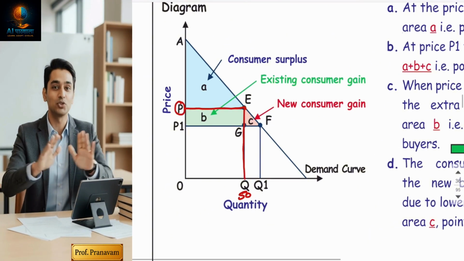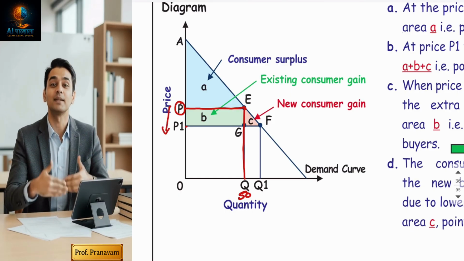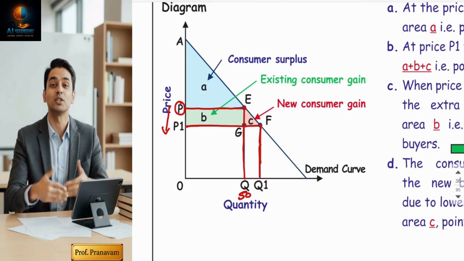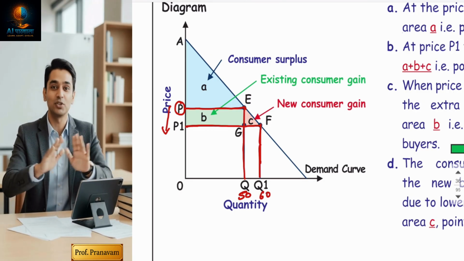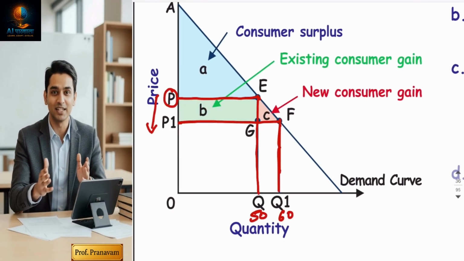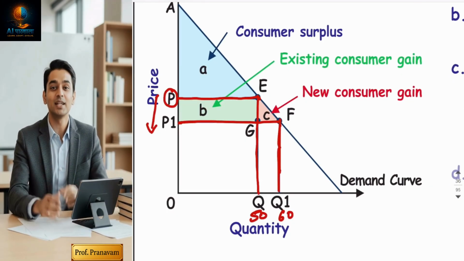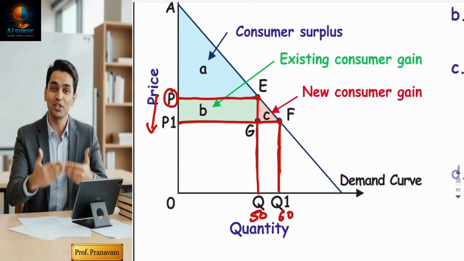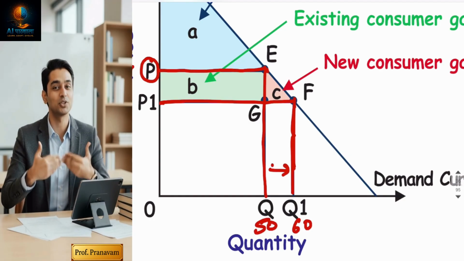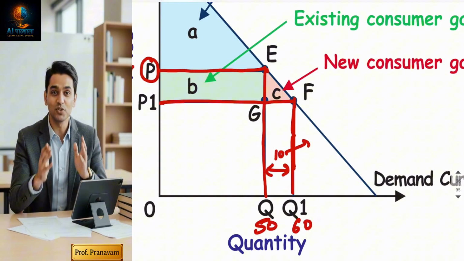But when the price falls from P to P1, now Q1 quantity is demanded, meaning 60 slices of pizza were demanded. So can I say when the price has fallen, my existing 50 customers were happy, but 10 more customers have been added. So the gap between Q and Q1, 10 units, is called new customers.